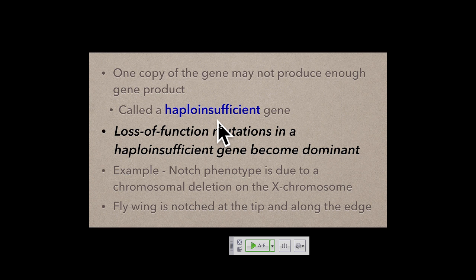So far, in all the situations we've talked about, we said, okay, as long as you have one functional copy of the wild type gene, then everything's fine. It can make enough of the gene product. In some cases, that's not good enough. One fully functional copy of the gene does not produce enough gene product, and therefore this loss of function mutation really acts as a dominant mutation. That is, having that allele, that deletion, is sufficient to give you this mutant phenotype. So let me give you one example.